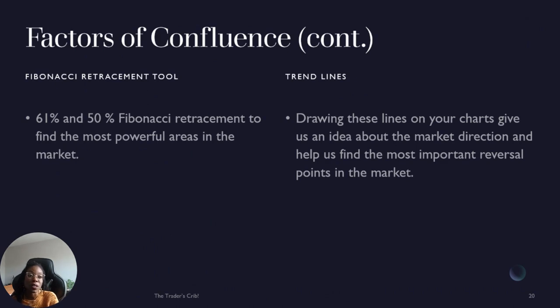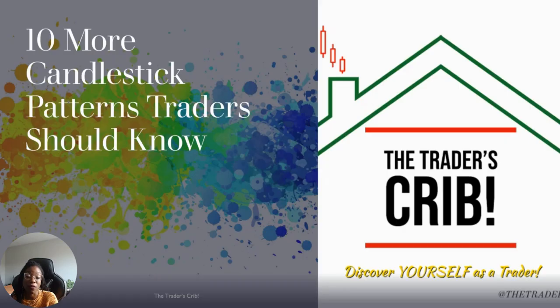So you can use a technical trading tool indicator called simple moving averages or exponential moving averages to help you further define your levels of support and resistance, and along with the trend, that will help you confirm confluence of the trade. Two other factors of confluence are the Fibonacci retracement tool, which I do have another video that you guys can check out on understanding how to use the Fibonacci retracement tool. And at the 61 and 50% Fibonacci that the Fibonacci retraces to, you will find the most powerful areas of the market. And this is true.